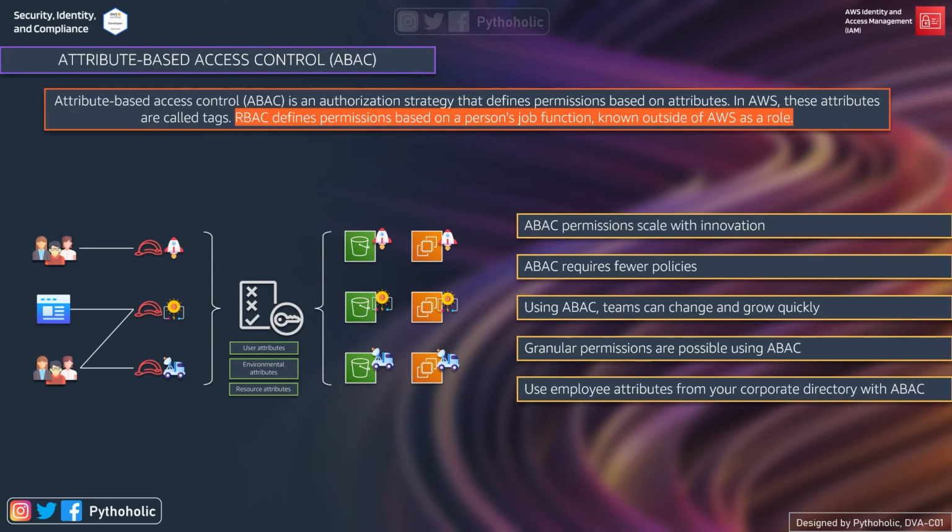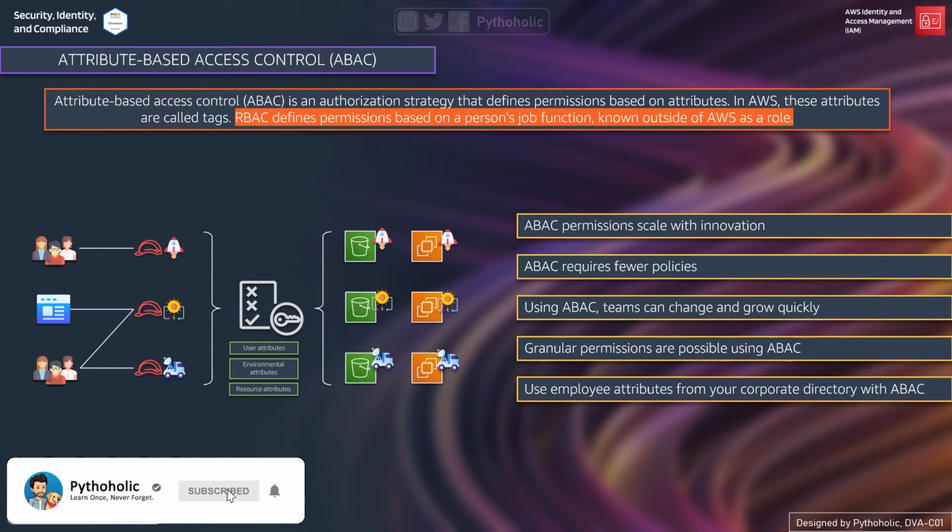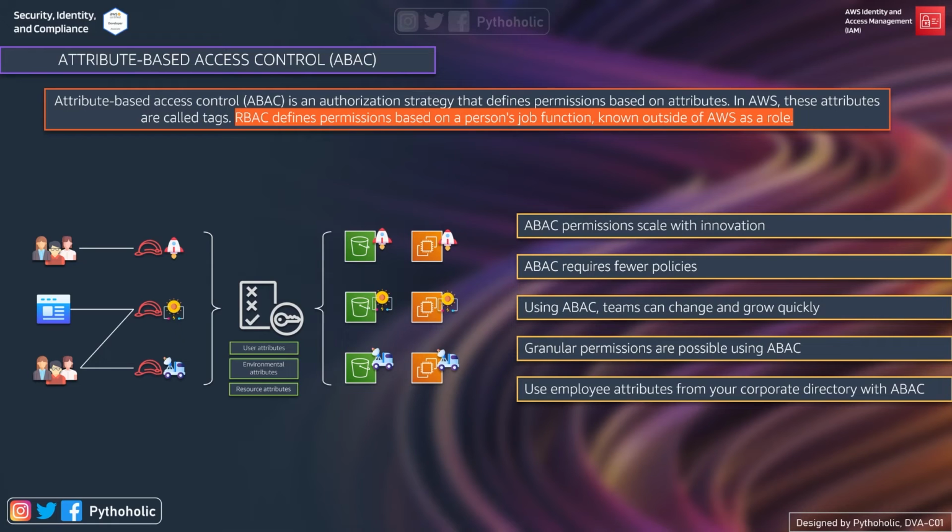And last but not the least, use employee attributes from your corporate directory with ABAC. This is a very good benefit, I tell you. When we use session tags with SAML, we can pass these session tags that we have to AWS, and by using these attributes, we can provide access using attribute-based access control, like project or team or business unit or even cost center. So if you belong to a particular team or a project or a business unit or even a cost center, these will have session tags. So if your user has a session tag based on the user attributes, we can pass those session tags to AWS, and based on that, we can provide you access.